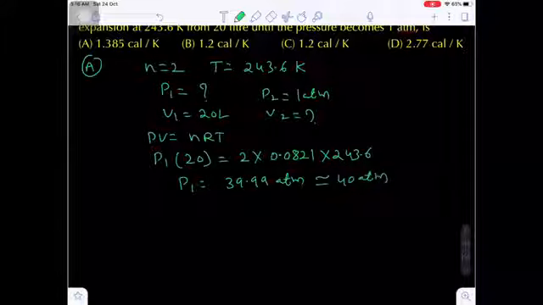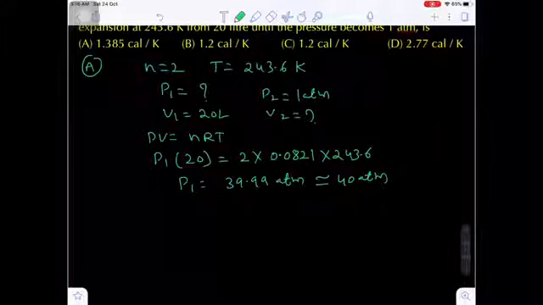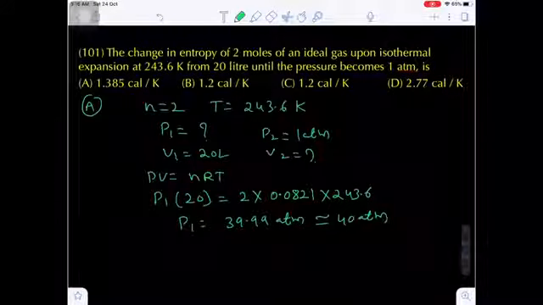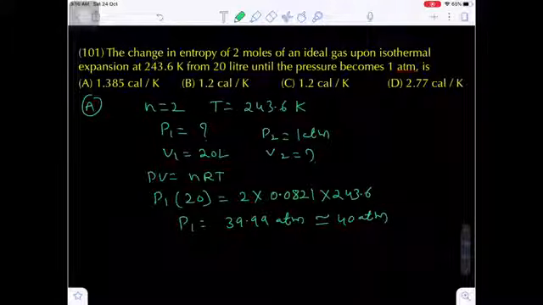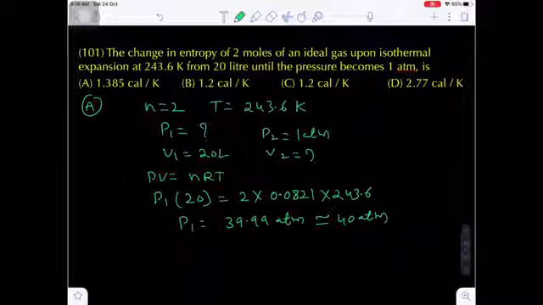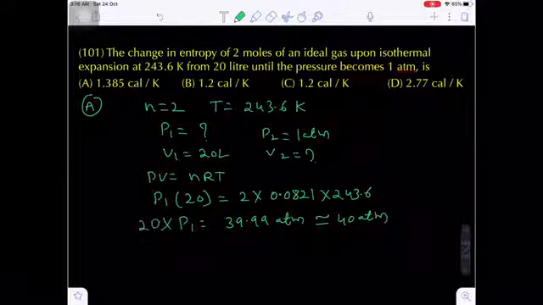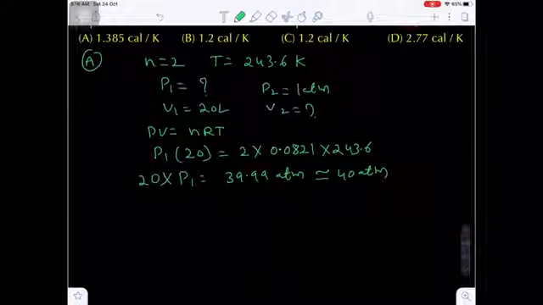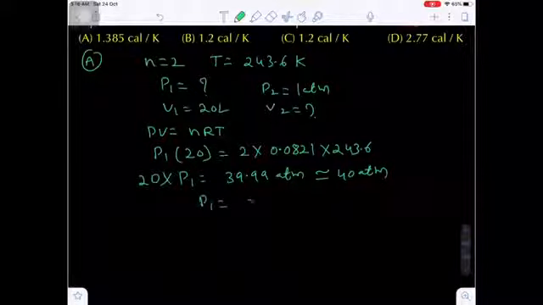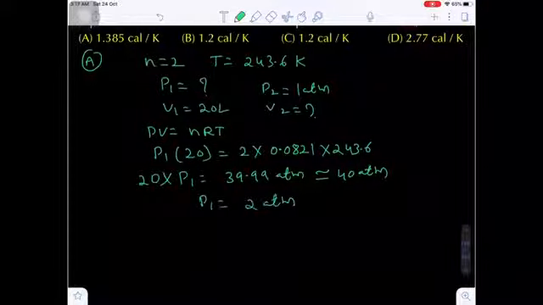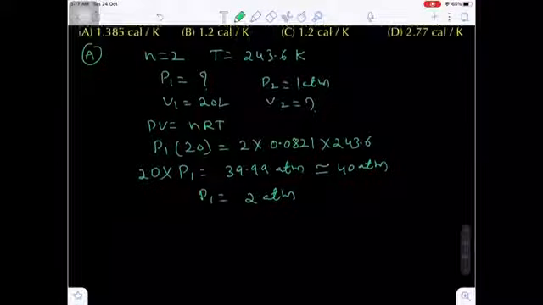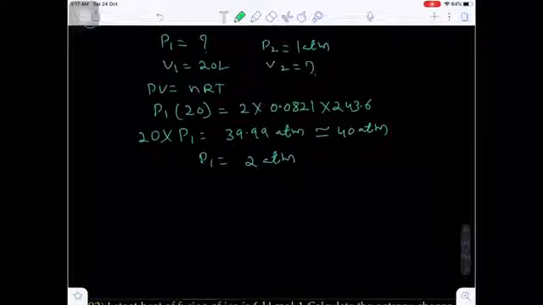So initial pressure we know, final pressure we know. What is the initial pressure? That will be equal to, just wait, P1 into 20, it will be equal to 40 atm. So P1 will be equal to 2 atm. The final answer will be 2 atm. What is the P2? 1 atm. So P1, P2 we know.